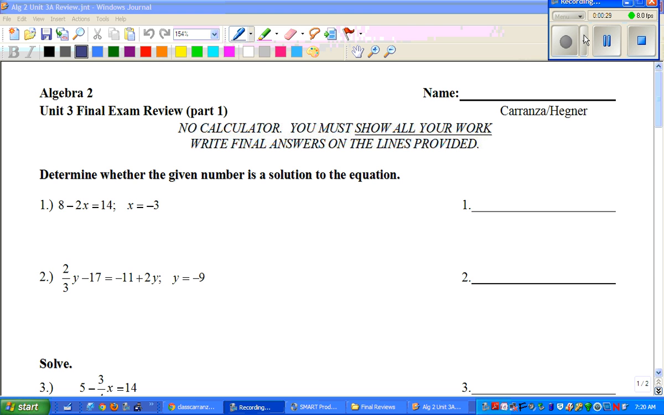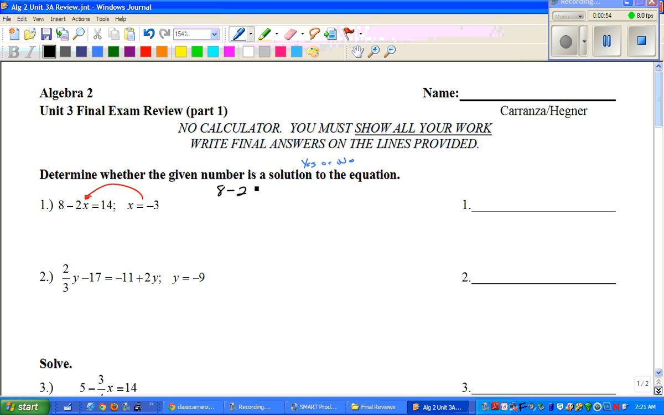Determine whether the given number is a solution to the equation. Okay, so if we're determining it's a solution, we're either going to have a yes or no answer. So 8 minus 2x equals 14. They're telling you what x is, and then we have to plug that number in. Okay, so let's go ahead and do that. We have 8 minus 2 times, equals 14, and we're plugging in -3.